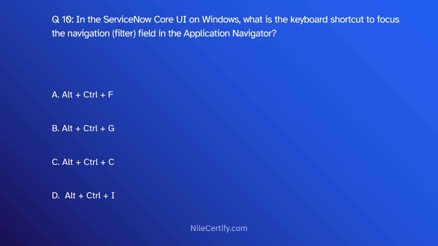Option C, Alt plus Control plus C. Again, real shortcut, wrong job. Control plus Alt plus C collapses or expands the navigation panel, so it shows or hides the whole application navigator. It does not move your cursor into the filter field, so C is incorrect. Option D, Alt plus Control plus I. This one opens the impersonate user dialog, and that has nothing to do with the navigation filter field. So D is also incorrect. And the correct answer is A, Alt plus Control plus F.